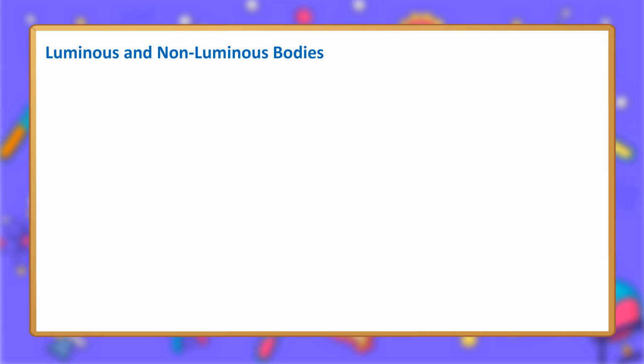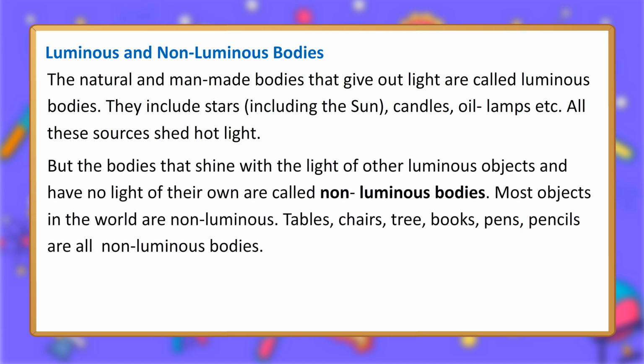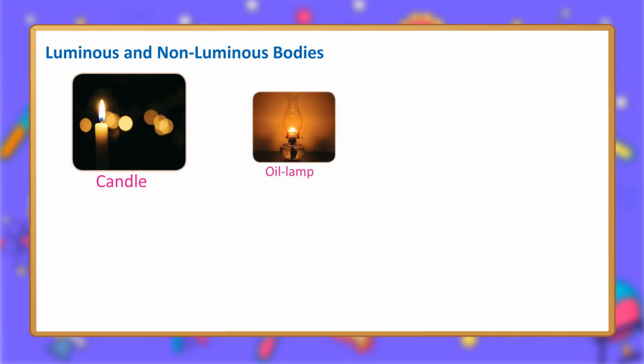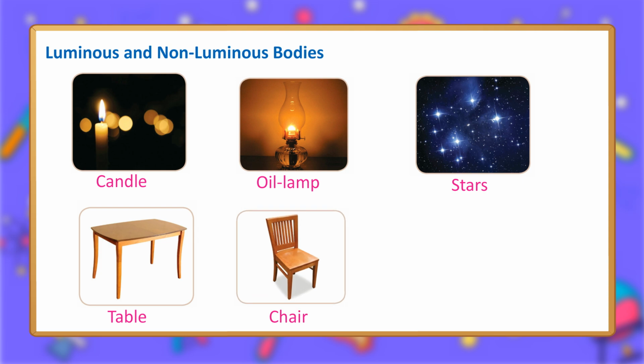Luminous and non-luminous bodies. The natural and man-made bodies that give out light are called luminous bodies. They include stars, including the sun, candles, oil lamps etc. All these sources shed hot light. But the bodies that shine with the light of other luminous objects and have no light of their own are called non-luminous bodies. Most objects in the world are non-luminous. Tables, chairs, trees, books, pens, pencils are all non-luminous bodies. Candle, oil lamp, stars, table, chair, tree.